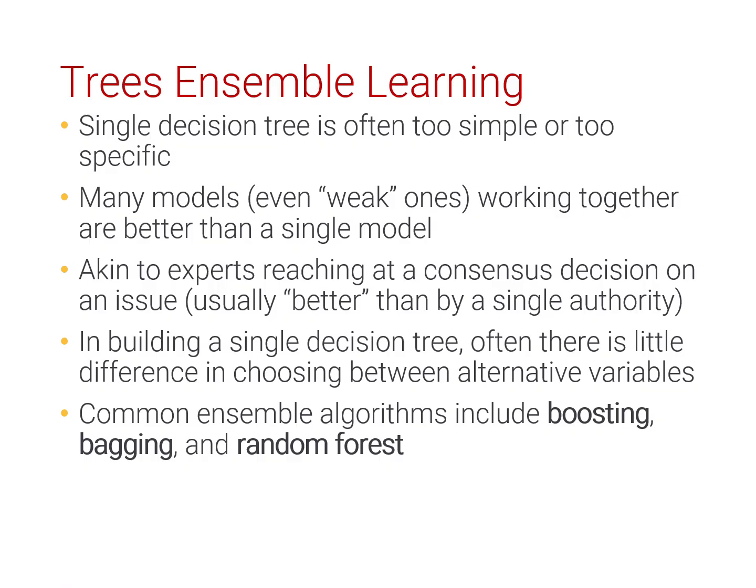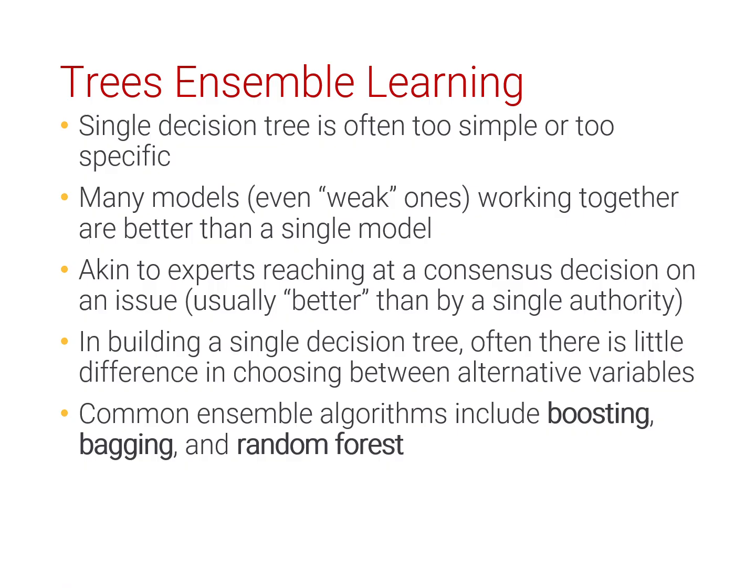One of the key advantages of ensemble learning is its ability to handle the uncertainty and variability that often arise when building a single decision tree. In many cases, there may be little difference in choosing between alternative variables or split points during the tree construction process. Ensemble methods embrace this uncertainty by allowing different trees to explore different paths and make different decisions. The diversity among the trees helps to capture a wider range of patterns and relationships in the data, leading to improved generalization and reduced overfitting.